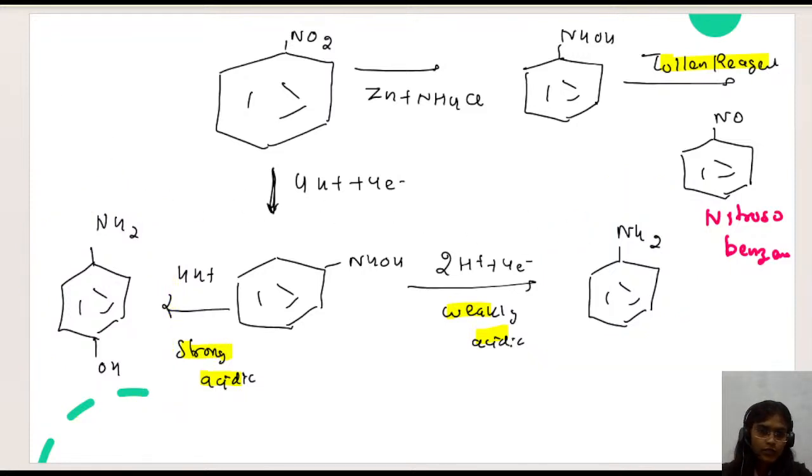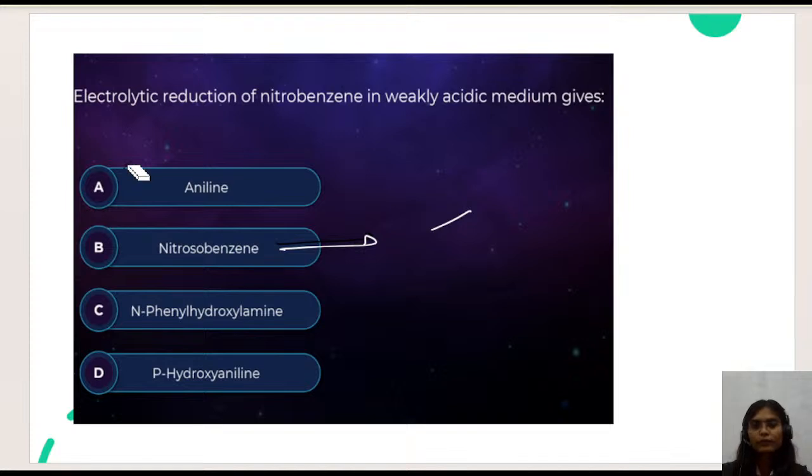And this question is just a PYQ. I hope you're able to answer the question. Electrolytic reduction in weakly acidic medium gives A, B, C, D, or what? I guess the question is easy. Option E is the correct answer here.